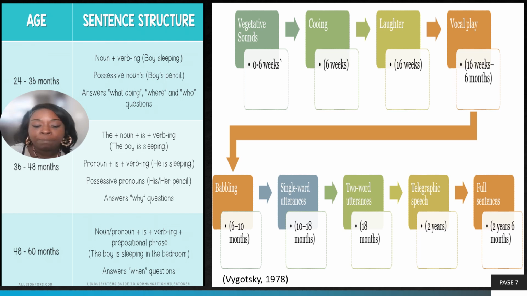By the time they're 10 to 18 months, they will have single words: juice, apple. They may say things to let you know what they want. Then they will go on to two-word utterances, and then eventually full sentences. So this is what you will want to look at to distinguish atypical from typical children, to know exactly what you need to do to help them.